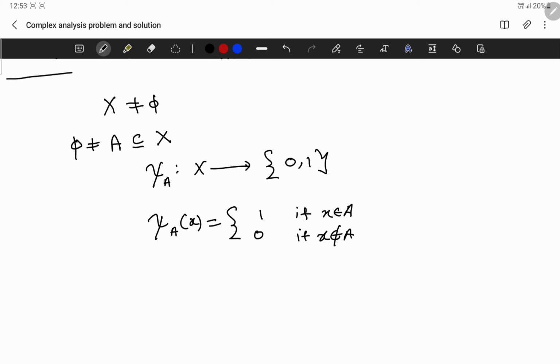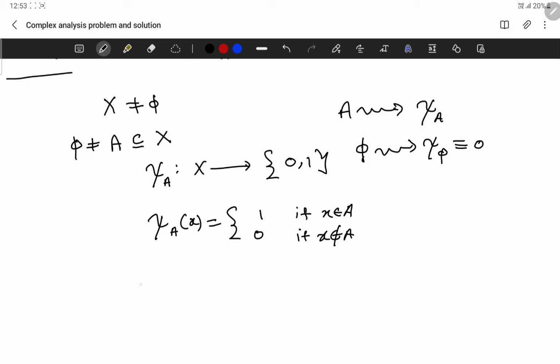The value is 1 if it is inside A. So it entirely depends on A. Each A corresponds to a function f_A. You can ask me what the empty set corresponds to. When A is empty, the function is completely 0 everywhere. So this is a function, and every subset A gives such a function.